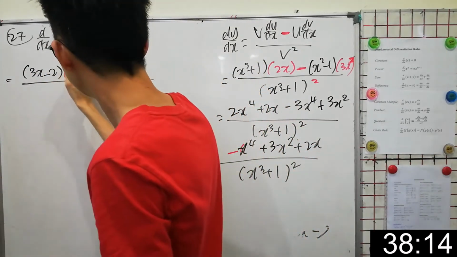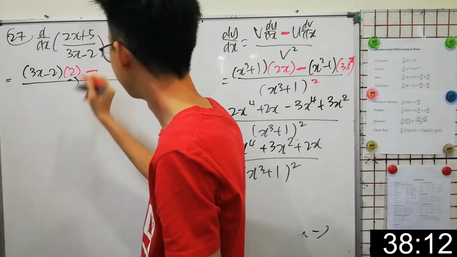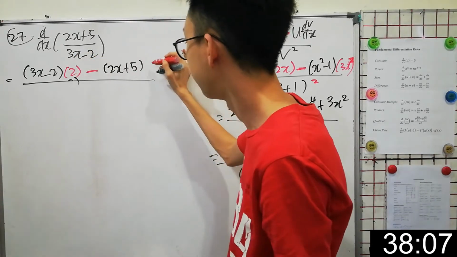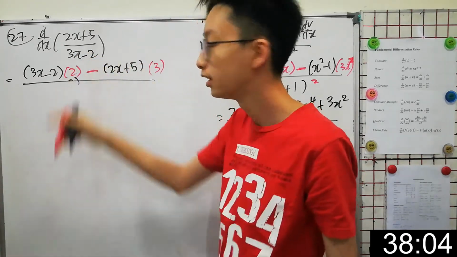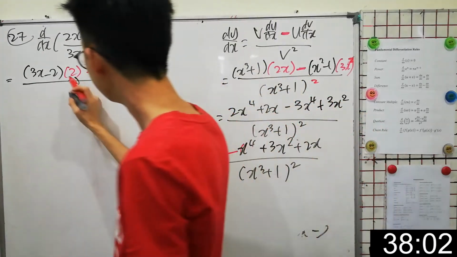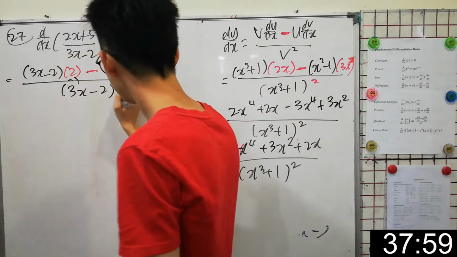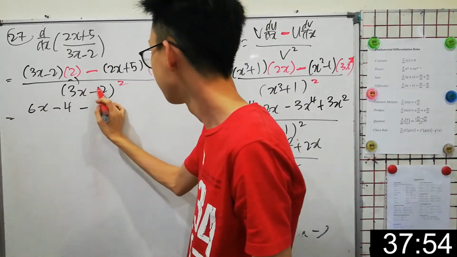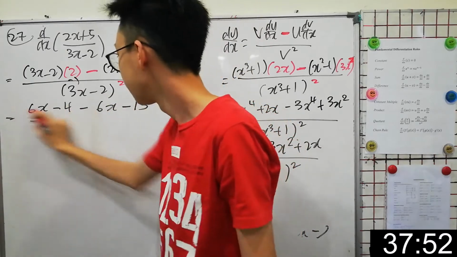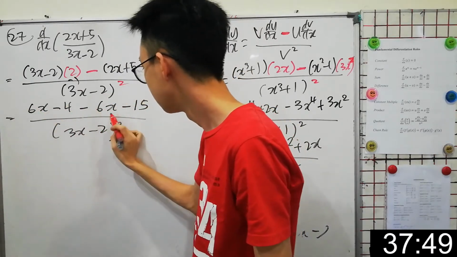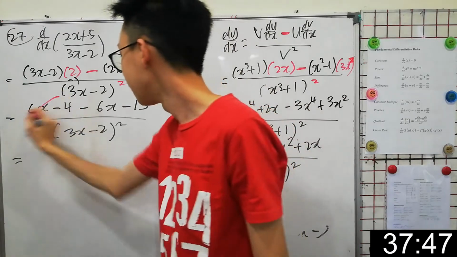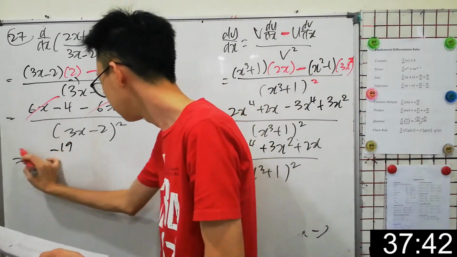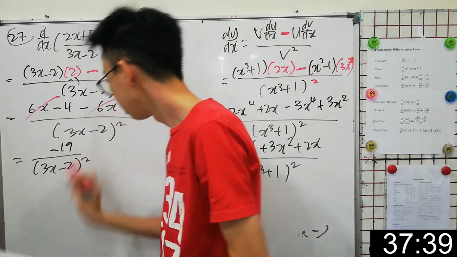So it's just a 2. Then minus is a minus, yeah. Minus, you copy the numerator times with the derivative of the denominator. Then denominator squared. Then you just expand the terms. This should be 6x minus 4 minus 6x minus 15 over 3x minus 2 squared. Okay, so this and that can cancel. Minus 15 minus 4 is a minus 19. Okay, minus 19 over 3x minus 2 squared.